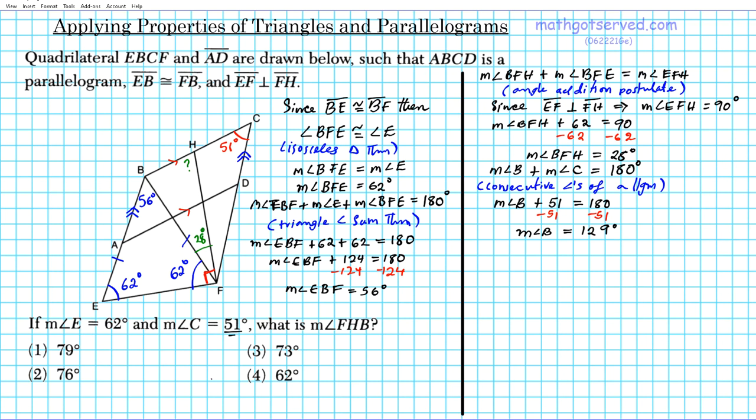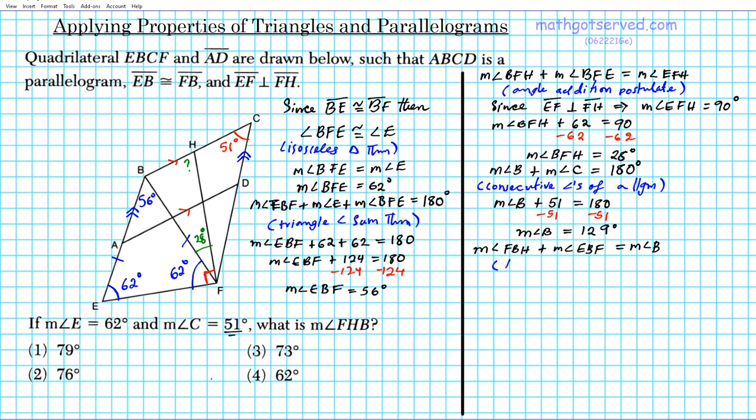To focus our problem solving process, the measure of angle FBH, right, so this part right here, this piece, that's FBH, plus the measure of angle EBF, the other one, together they form the measure of angle B. Bam. How do we know this equation is true? Angle addition postulate again, like we used before.